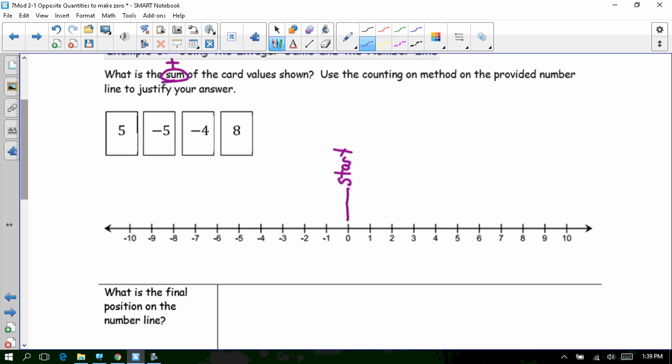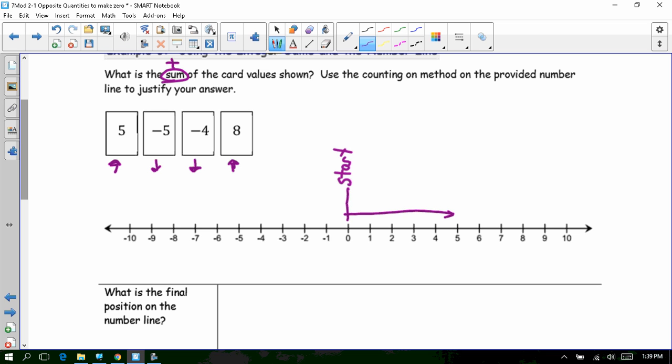And I'm just going to go in order of the cards. Well, the 5 is positive. I'm going to count up. The next one, I'm going to count down. Negative 4, I'm going to count down. And this is a positive 8, so I'm going to count up. Okay, just so I have some idea of what's going on. So I'm going to start at my 0. And it says I'm going to start at 5. So I'm going to start with a 5. Count to 5. There it is.